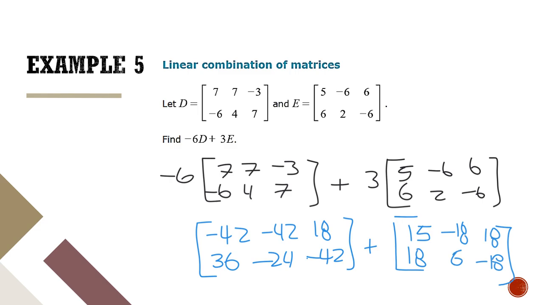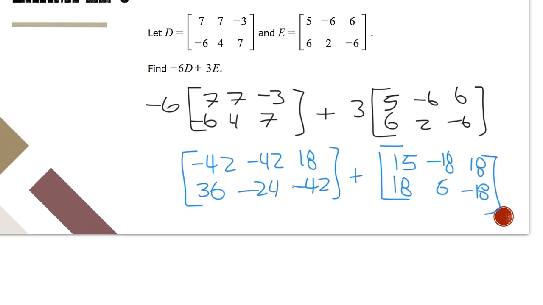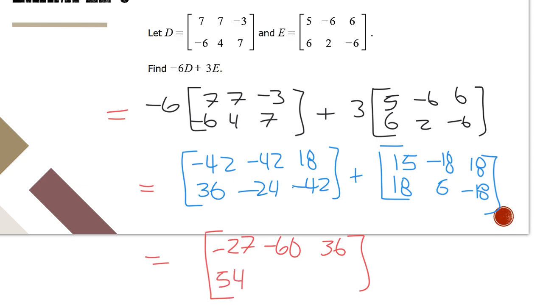And then we just have to add those all together. So when we do that, let's do that real quickly. If we add the elements that are together, -42 and +15 is in fact -27. -42 and -18, both negative, is -60. 18 and 18 is 36. 36 and 18 is in fact equal to 54. -24 and 6 give me -18. And lastly, -42 and -18 is -60. So that would be my new answer.